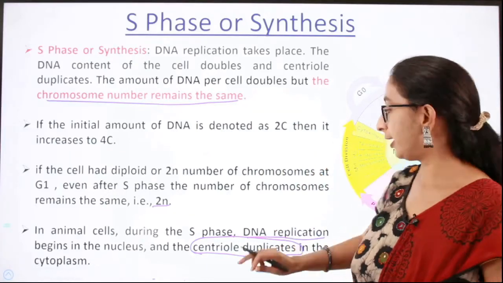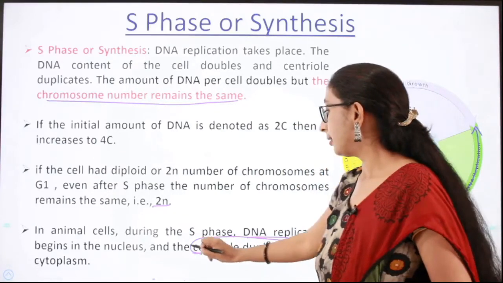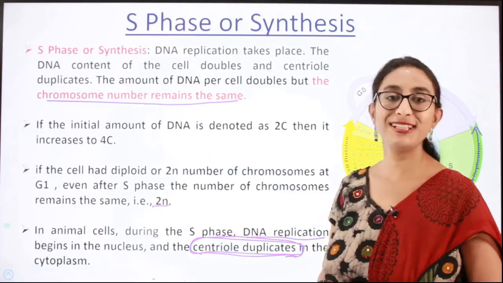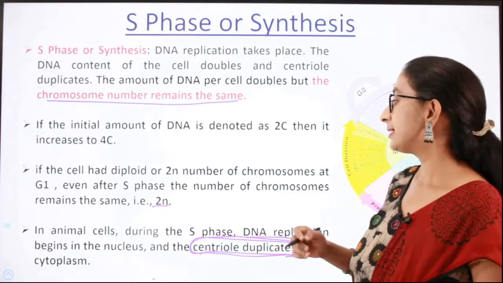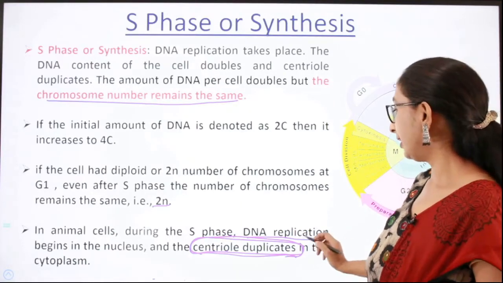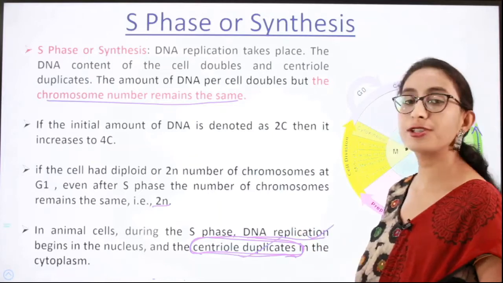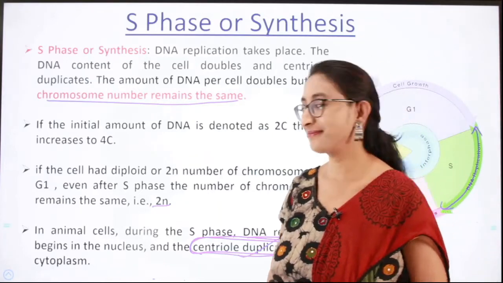So please do not ignore such details which most of the students tend to ignore and they get confused in the examination. So it is during the S phase that the DNA replication happens in the nucleus and the duplication of the centrioles happens in the cytoplasm.